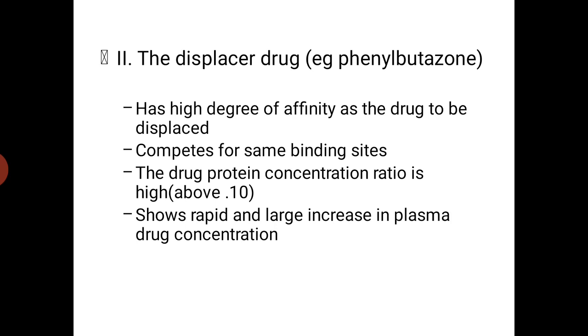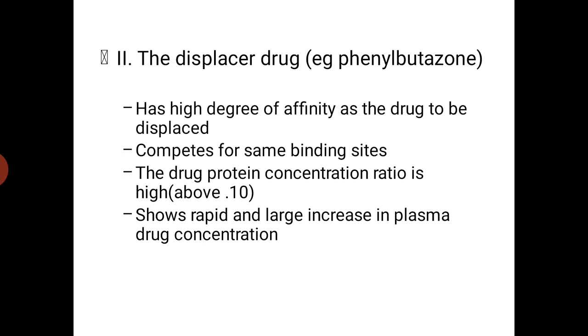The drug to protein concentration ratio is high. That is, the drug divided by protein ratio, if it is high, it becomes a clinically significant reaction and shows a rapid and large increase in plasma drug concentration. What does that mean? After administering, the drug is easily and very quickly absorbed. If it is absorbed fast, it appears fast in the blood. If it appears fast in the blood, it easily binds with the proteins. So the task is simple. It shows a rapid and large increase in plasma drug concentration, and there are more chances for a displacement reaction.